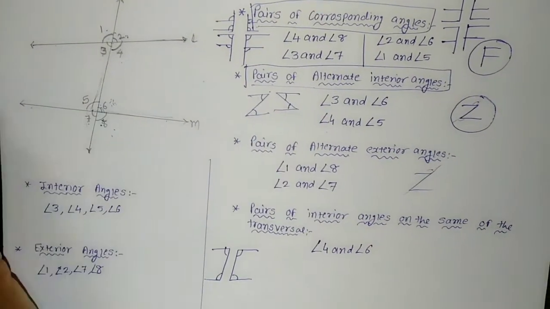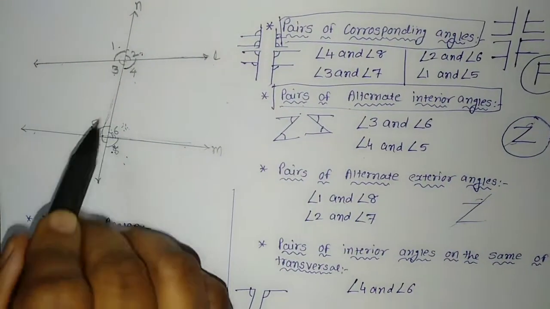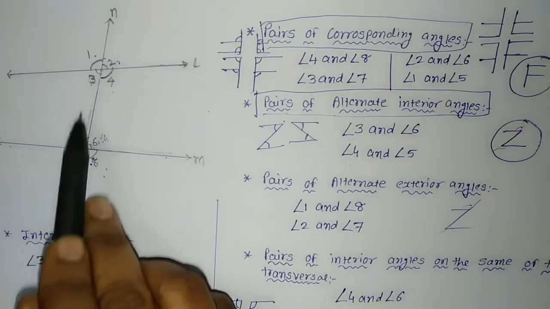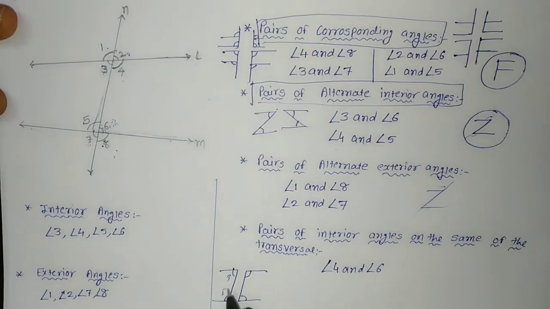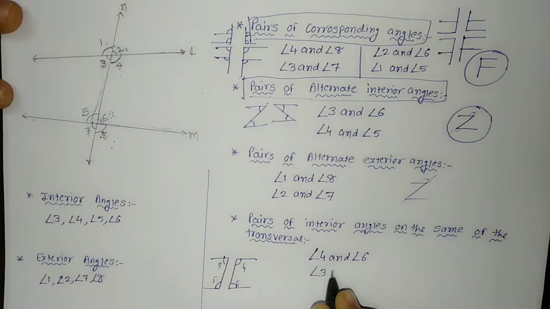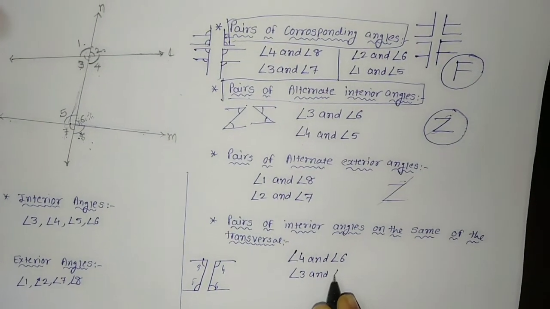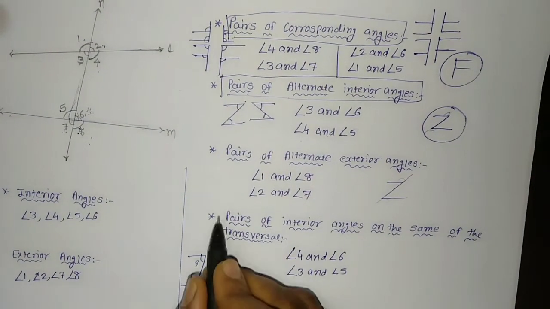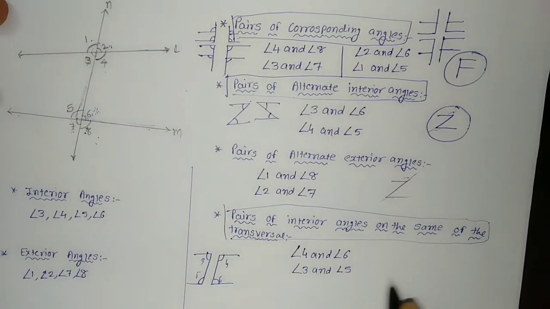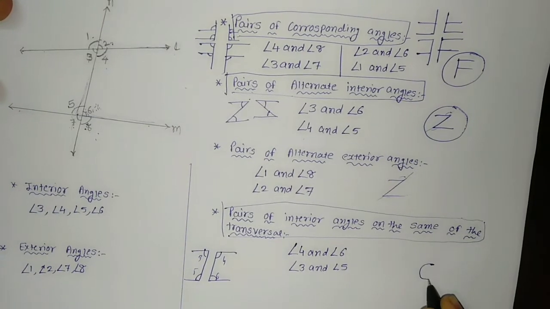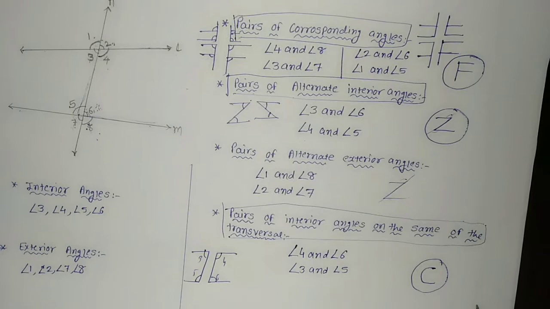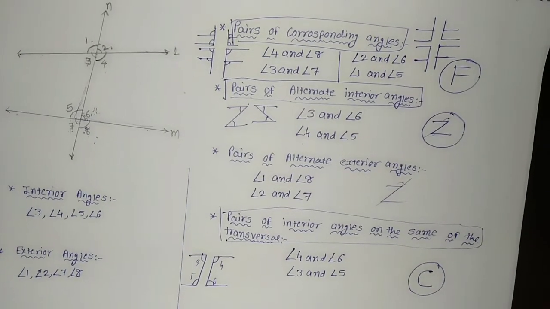And on the other side of this figure, you can see this is a transversal. On one side the interior angles are 4 and 6. On the other side the interior angles are 3 and 5. This one 3 and 5. This is 4 and 6. So this is angle 3 and angle 5. So pairs of interior angles on the same side of the transversal, when we are talking about this, you have to remember the C. So this is all about the very important things, that is angles made by the transversal.